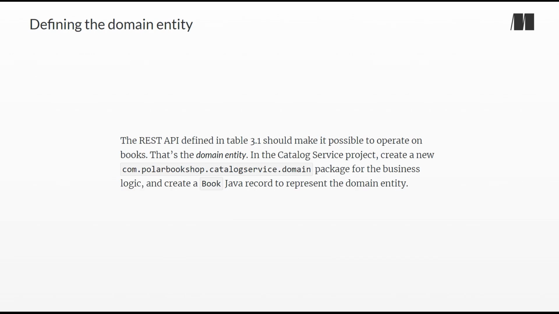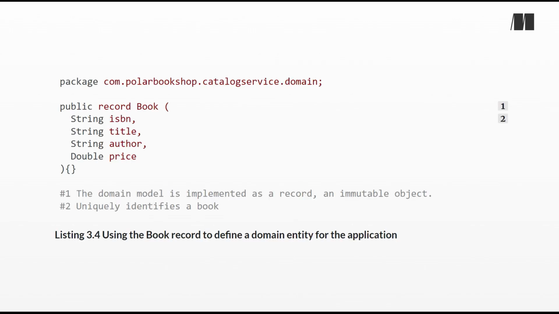Defining the domain entity. The REST API defined in Table 3.1 should make it possible to operate on books. That's the domain entity. In the Catalog Service project, create a new com.polarbookshop.catalogservice.domain package for the business logic and create a Book Java record to represent the domain entity. Listing 3.4. Using the Book record to define a domain entity for the application.